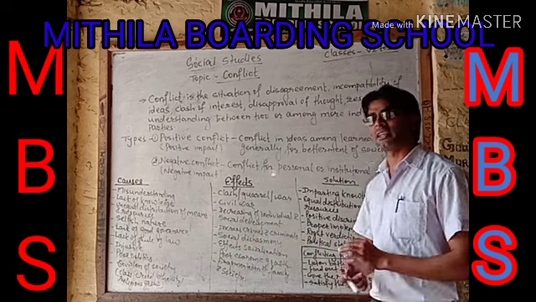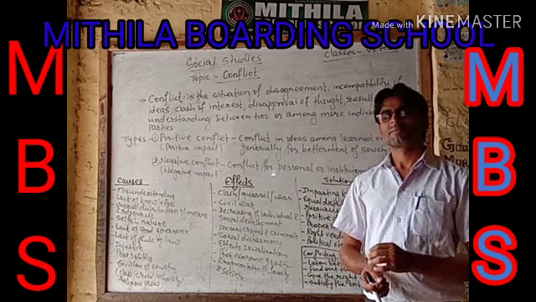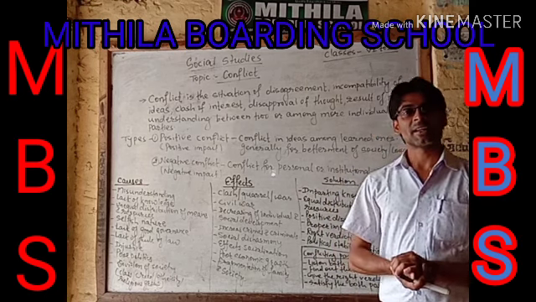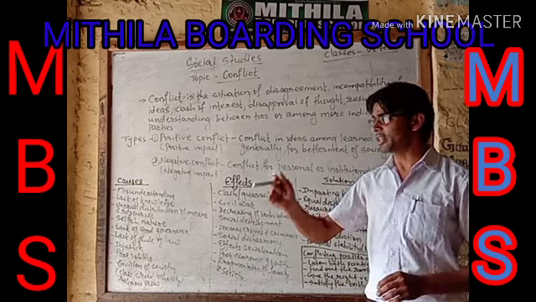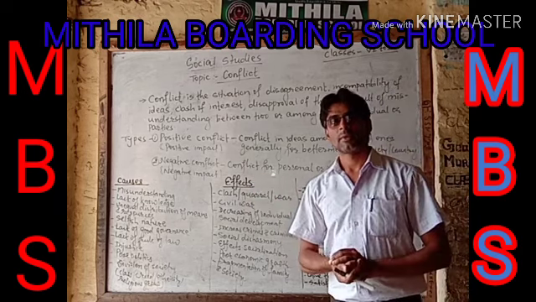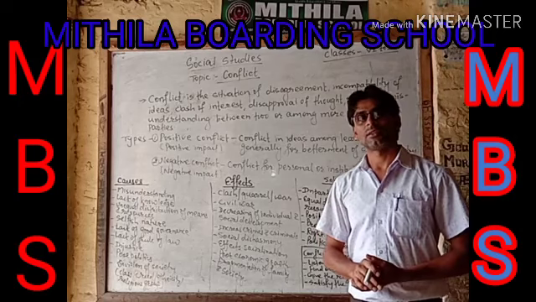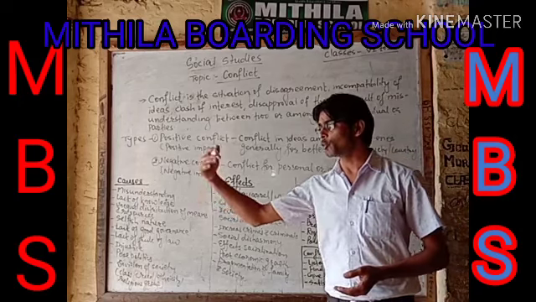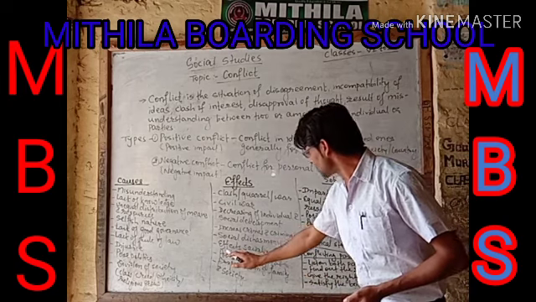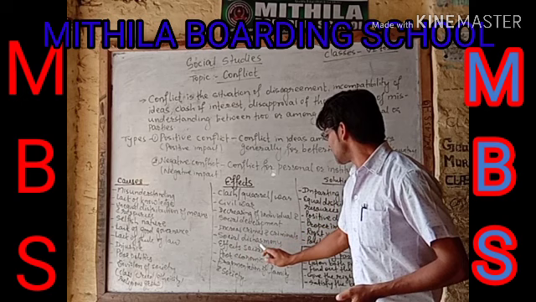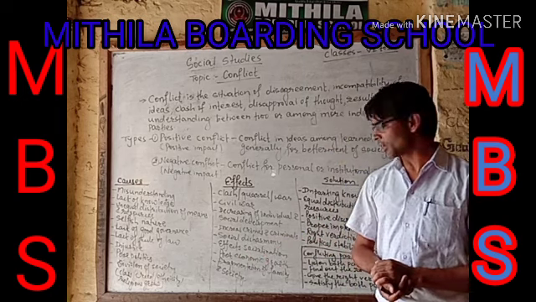Increase in crimes and criminals. When conflict occurs, one is ready to beat the other, and when they are ready to beat the other, at this time they go to criminal activities. Now, social disharmony. There is no harmony in the society when conflict occurs.